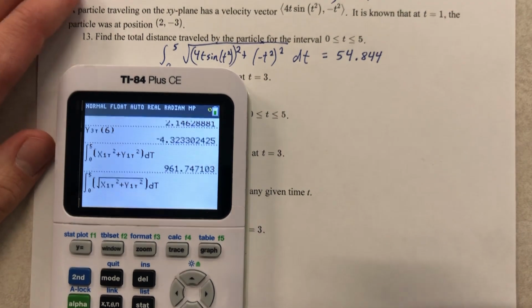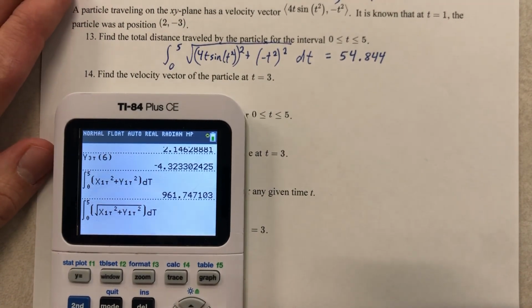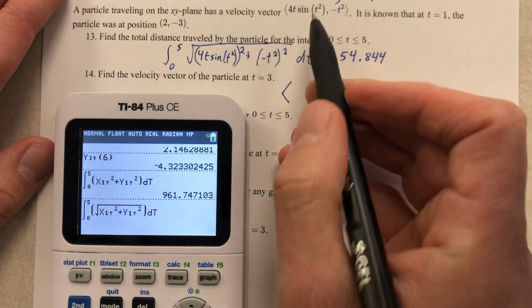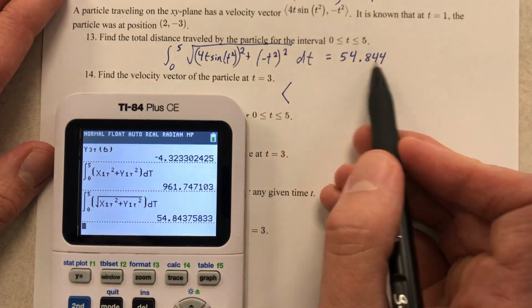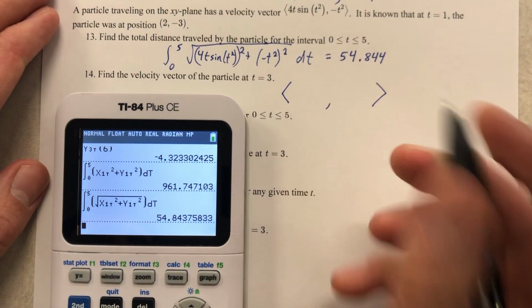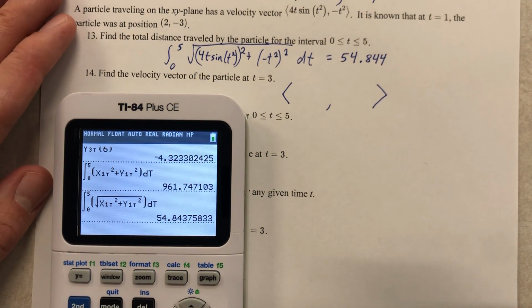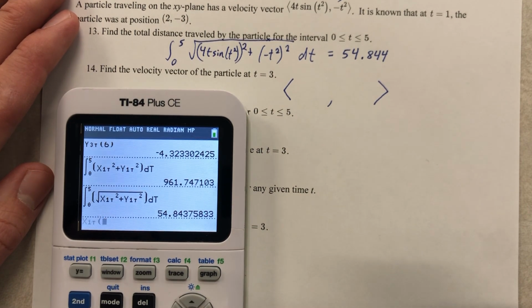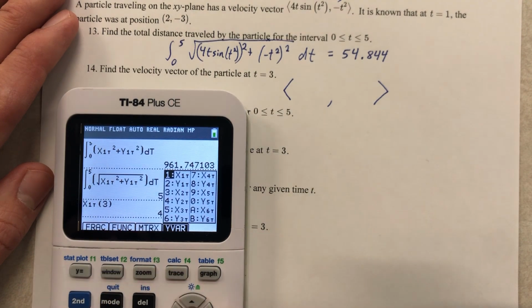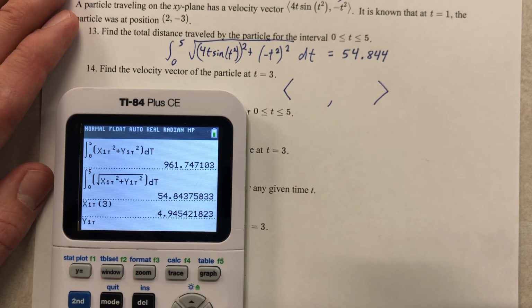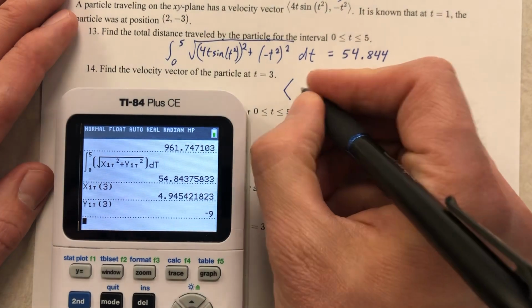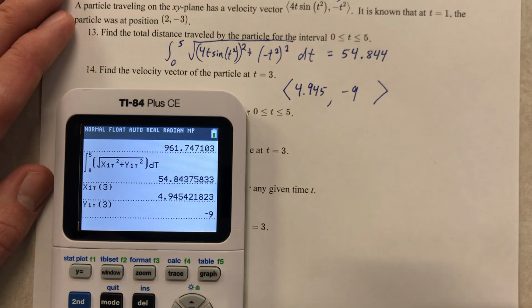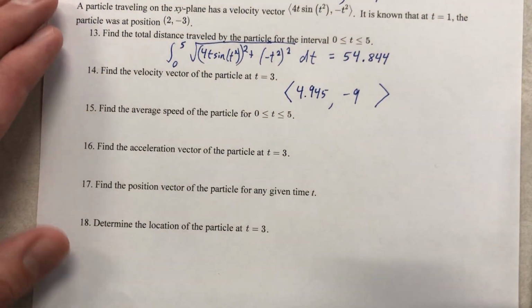Anyway, while it's doing that, let's move to the next one, which says find the velocity vector of the particle at t equals 3, which means I'm going to evaluate the velocity, plugging in a 3 there and a 3 there. Okay, let's plug in a 3 into both of those. Don't make it harder than it is. This is a good calculator lesson. I'm going to press alpha trace y1, that is the velocity, at 3. And I have 4.945, and then negative 9. There's my velocity vector.